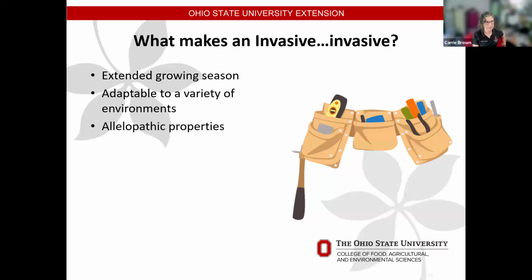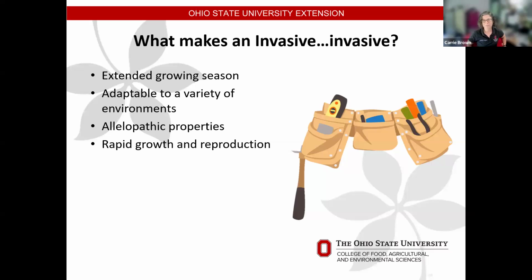Allelopathic properties, meaning that they release chemicals into the environment that will inhibit the growth of other plants. Ailanthus, or tree of heaven, is an example of this. Bush honeysuckle as well. Rapid growth and reproduction. So many of these species, because of that extended growing season perhaps, grow quickly and reach sexual maturity very quickly, meaning that they are producing flowers and fruit before some of those native species.